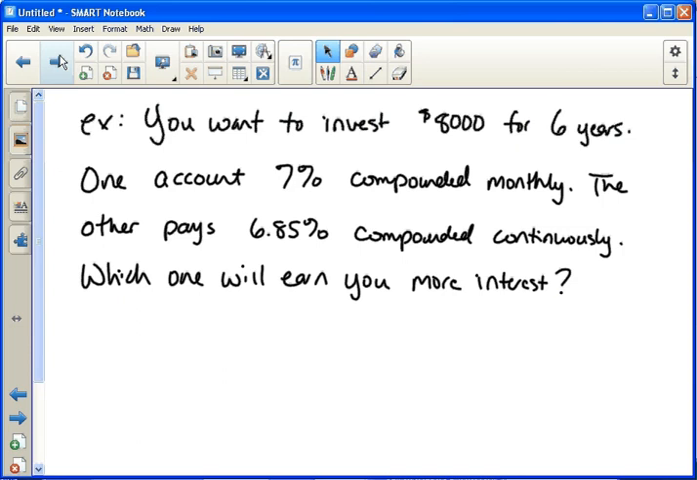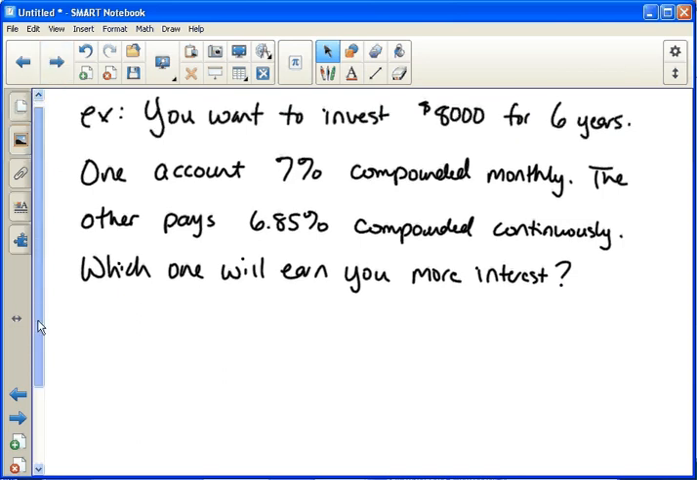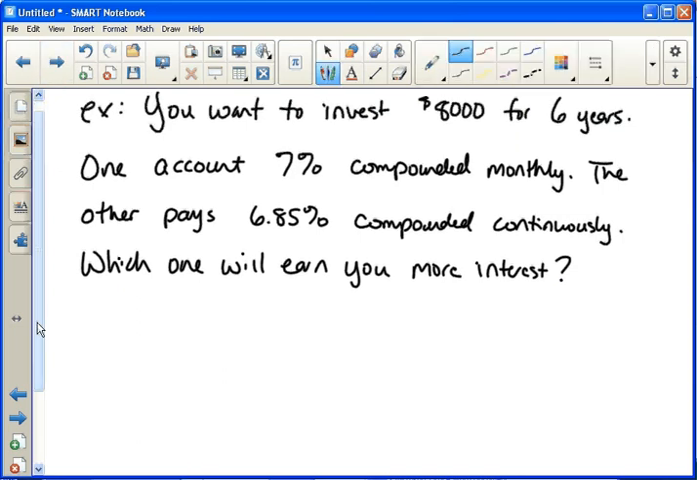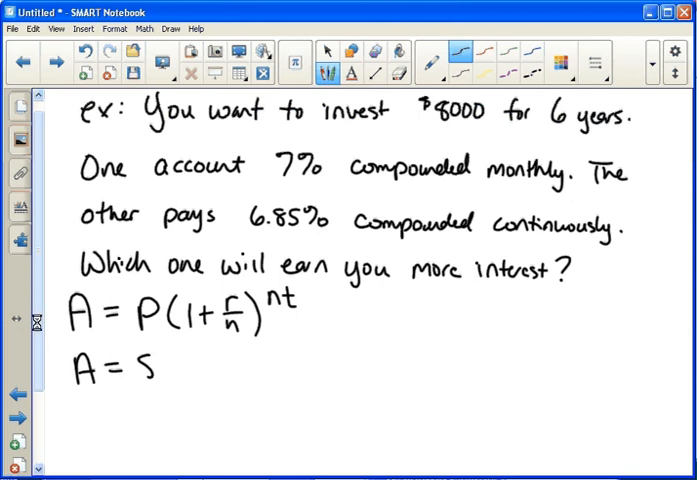We've got two different types, so we're going to have two different equations. For the first one, the 7% account, we use the equation A equals P times 1 plus r over n, raised to the nt. That's the one on the previous slide. The amount is what we're looking for. P is our principal, our initial amount, which is $8,000. Our interest rate is 7%. Remember, change it to a decimal, 0.07.